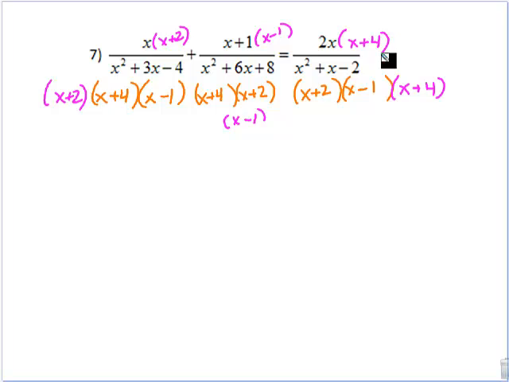Just the numerators, okay? So x times x plus 2, what will that give us? x squared plus 2x, plus x plus 1 times x minus 1. Yep, x squared minus 1. What happened to the outside and the inside? They canceled with one another. And then equals 2x times x plus 4.